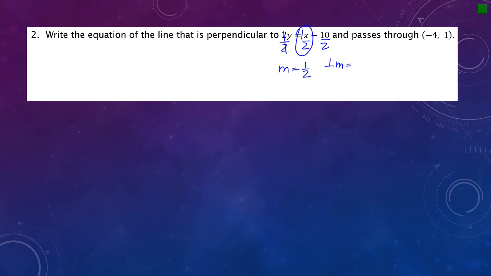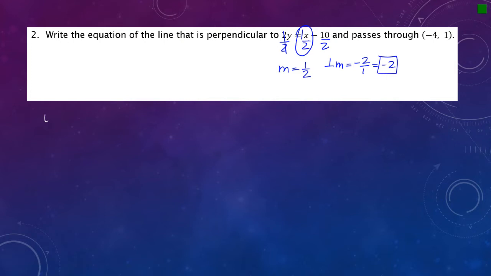So remember that it has to be an opposite reciprocal. So the first thing I notice is that 1/2 is positive, so my perpendicular slope will be negative. And then I have to take the reciprocal of 1/2. And the reciprocal of 1/2 is 2/1, but I could just leave it as -2. It doesn't have to be a fraction. So that's the slope that I'm going to use and plug into my point slope form.